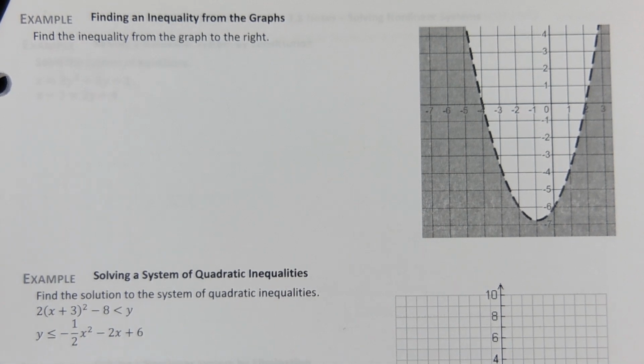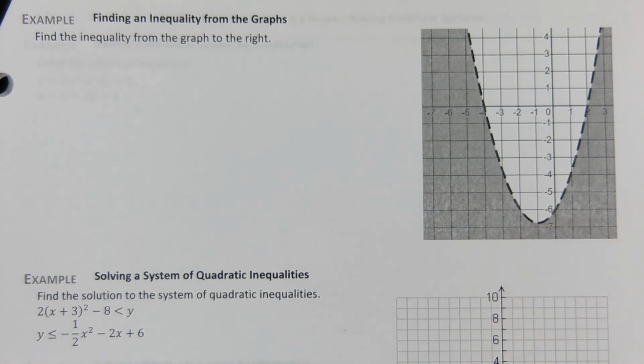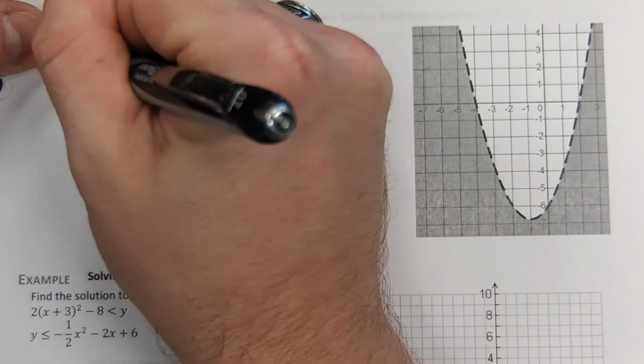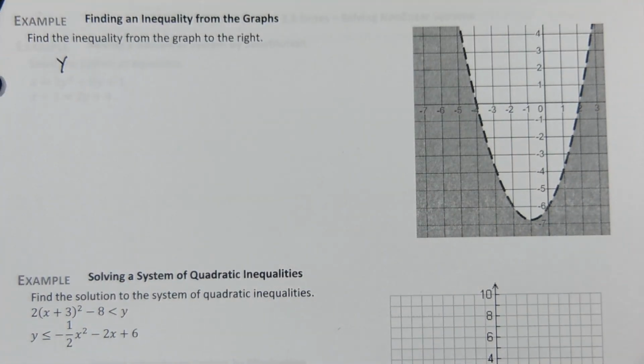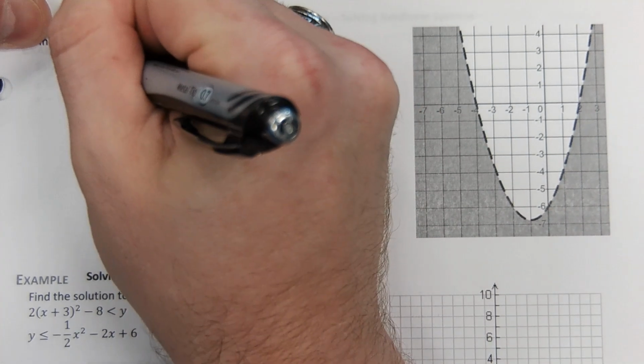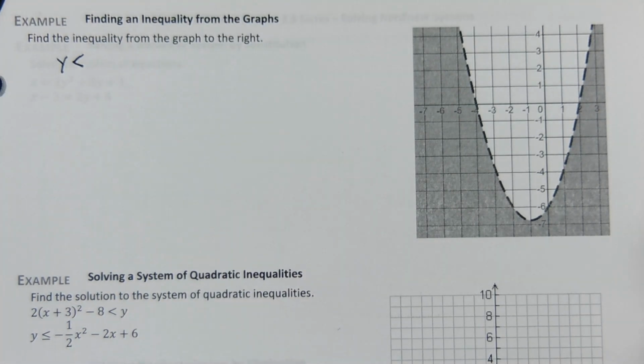So let's talk about what we notice. First of all, that is a dotted quadratic. That means there will not be an equal to sign on our inequality symbol. We also see that the shading is below the vertex, which tells us that the inequality symbol we're using is a less than symbol. If the shading had been above the vertex, then it would have been a greater than symbol. And remember, because it's a dotted quadratic, we do not have an equal to bar underneath our inequality symbol.